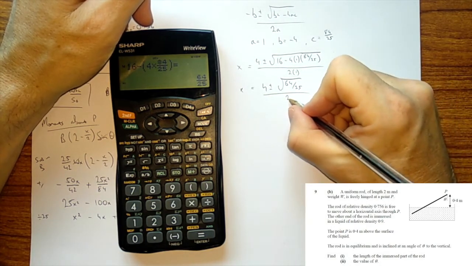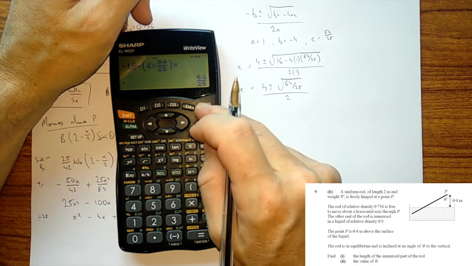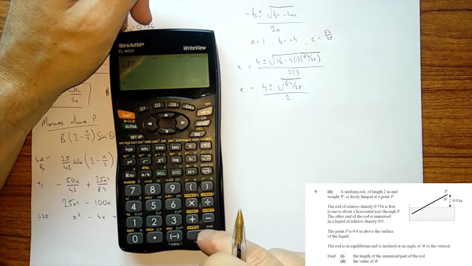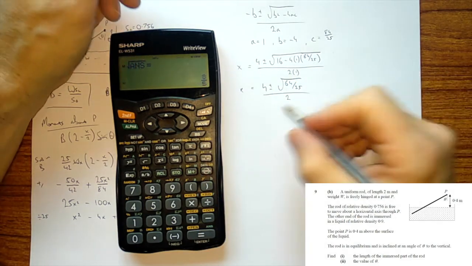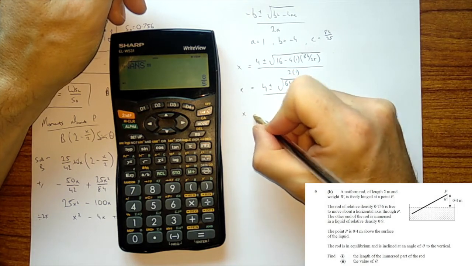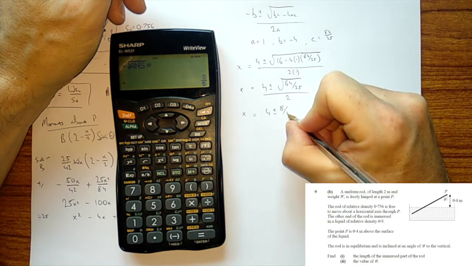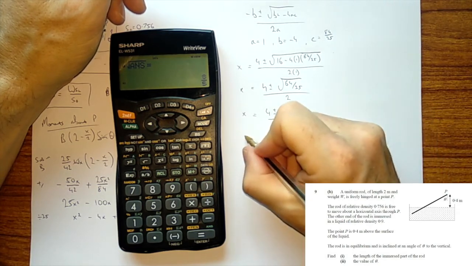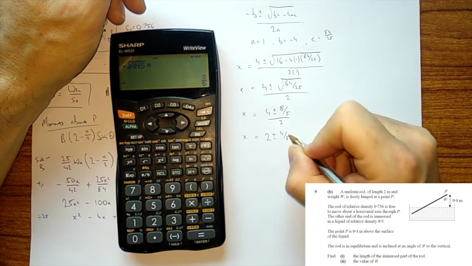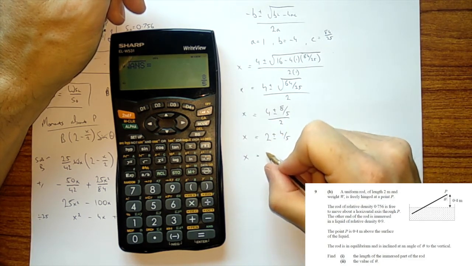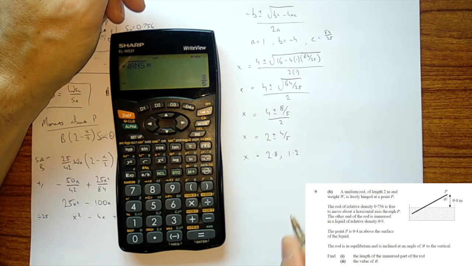Well, there are 2 squares. Now you could always just do a square root of it. Square root of 64 is 8, square root of 25 is 5, so 8 over 5. Just so we see it there, x equals 4 plus or minus 8 over 5 all over 2. Let's lose the 2. X equals 2 plus or minus 4 over 5. X equals 2.8 or 1.2.